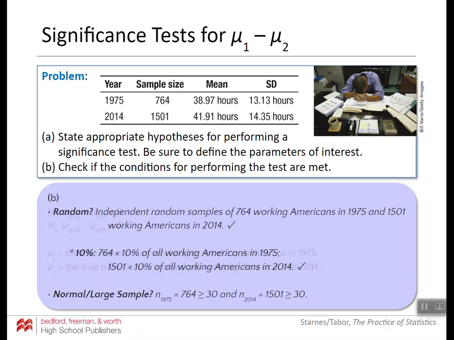If we check our conditions, random. It says that we have an independent random sample of Americans from 1975 and from 2014. And 764 is definitely less than 10% of all working Americans in 1975. 1501 is definitely less than 10% of all working Americans in 2014. Because both of those sample sizes are greater than 30, we're good.